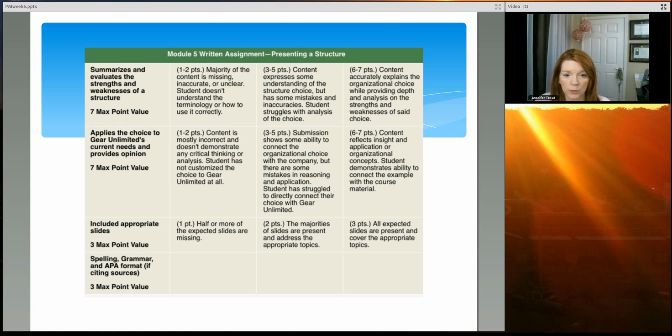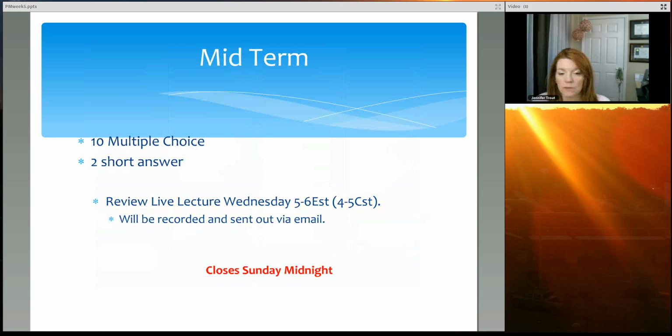Here's where it's broken down for you. You've got 7 points for summarizing and presenting that structure. You've got 7 points for applying that choice to the company specifically, on why you've selected that structure. And then you've got 3 for including all of the slides that are appropriate, and then 3 for spelling, grammar, and punctuation.